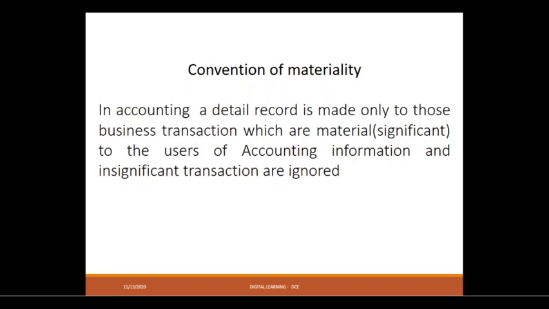The rationale behind the Convention of Materiality is that if insignificant transactions are recorded in the books of accounts, accounting records will be burdened with unnecessary details. So only those transactions which are significant to the users are recorded.